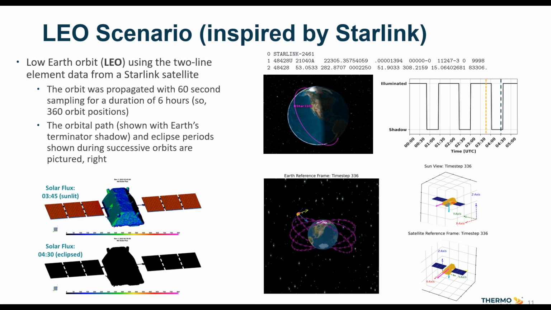And in the upper right, you can see an orange and black dashed line that indicate those two times, one being a sunlit time and one being an eclipsed or shadowed time. And we see in the lower left what the solar flux on the satellite looks like at those two times.